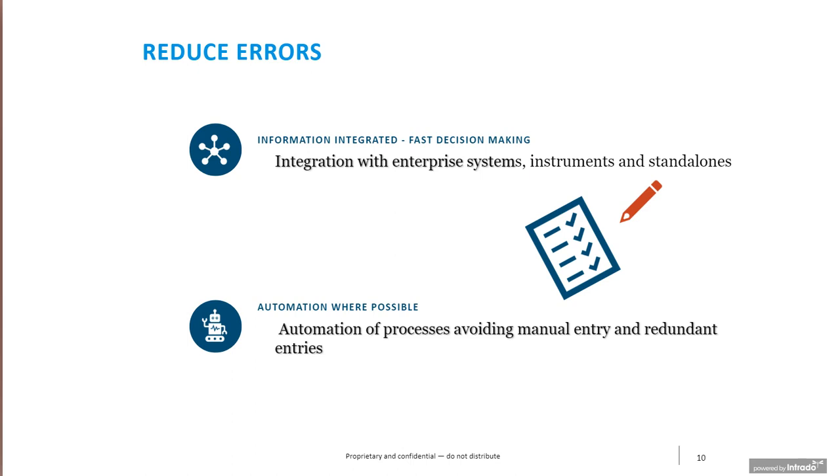Reduce errors for fast decision making. With integration of enterprise systems, instruments, and standalone systems, you're going to be able to minimize manual data entry and redundant information, as well as reduce, by consequence, the number of errors. Automation where possible. There are many opportunities with a LIMS system to automate processes such as calculations and generation of certificates of analysis.